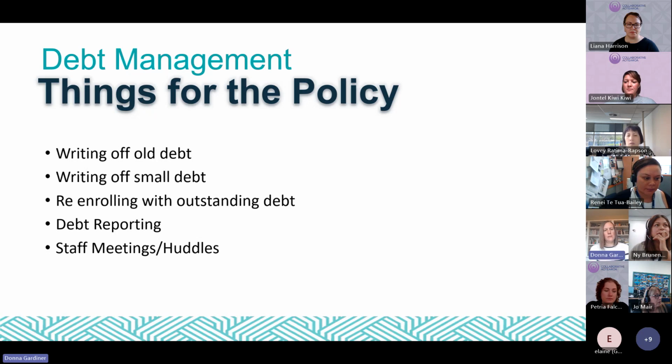And huddles was something that came up as well, just that opportunity to, if you had someone that's coming in with a debt, just as a team have a bit of a plan in place, so that making sure the practice manager would be on site and that the GP knew that that conversation was going to take place.